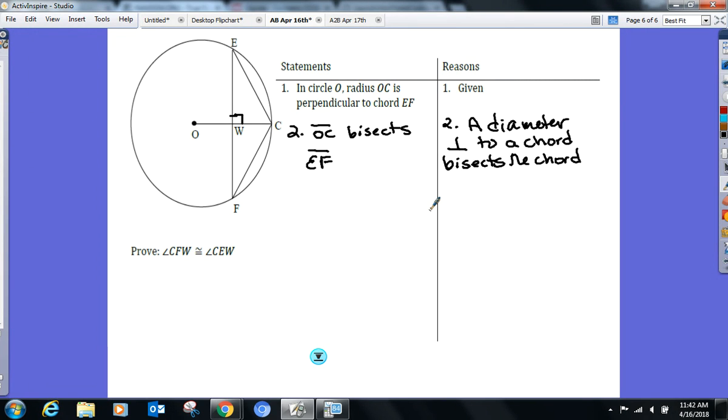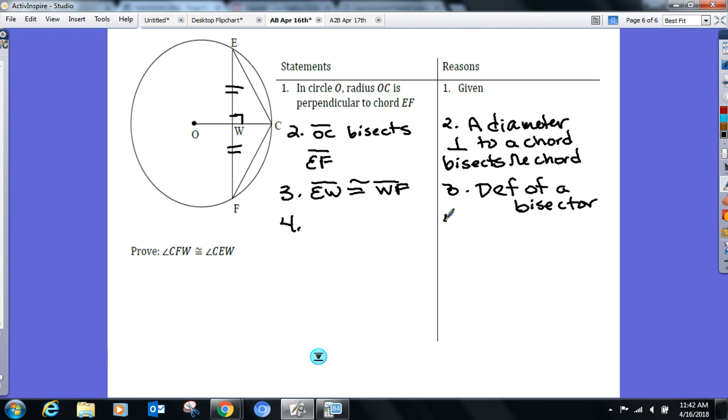Let's go, Emma. Now you can tell me they're congruent. Nice job. EW is congruent to WF, not by the circle theorem, Emma, but because, just like you're riding a bike, never left, definition of a bisector. Thanks, Emma. Emma got us a pair of sides. Thanks for getting those sides. Cam?